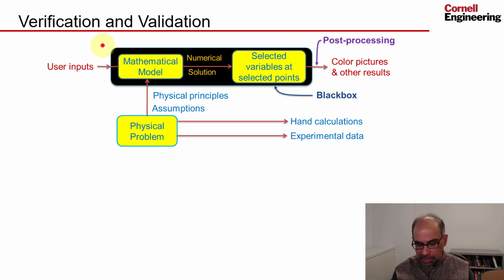Quickly, verification asks: whatever mathematical model I picked, did I solve it accurately enough? So it's looking at this branch, whereas validation is looking at this branch, i.e. whatever mathematical model I picked, is that even an accurate representation of the physical problem? And validation involves experimental data, which we don't really have here. So we won't do validation, and we'll do verification.